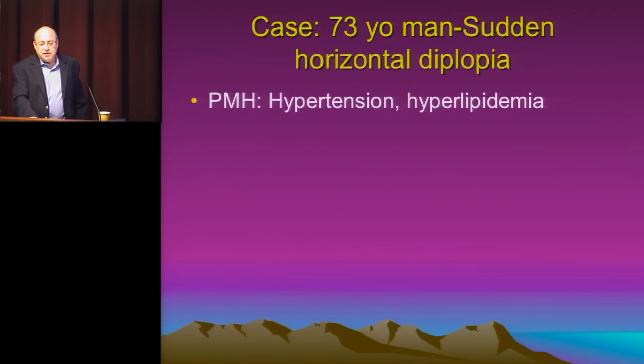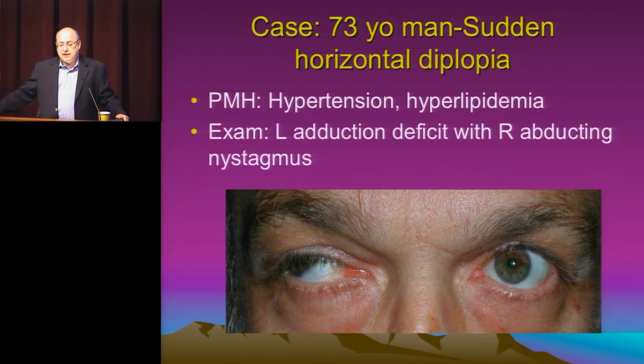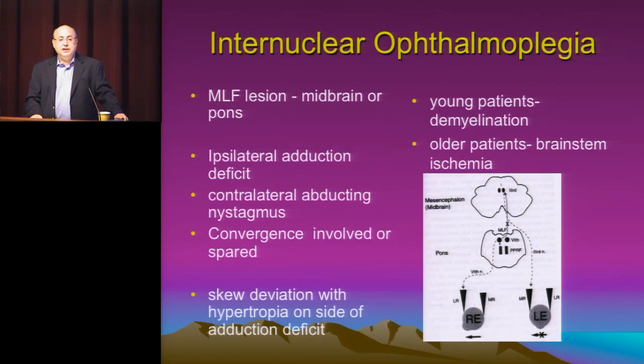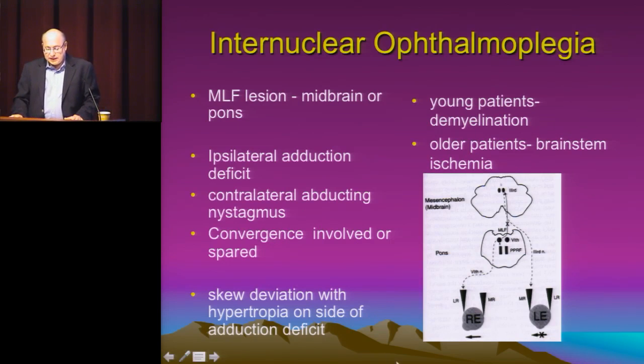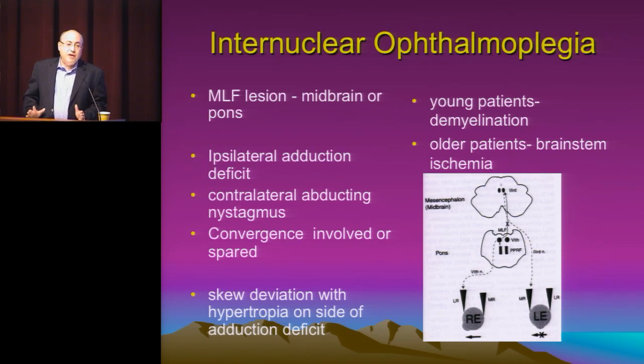So here's a 73-year-old man, sudden onset horizontal diplopia, hypertension, hyperlipidemia is the history, and on exam has an isolated left adduction deficit with right abducting nystagmus. Diagnosis? INO, of course. So an INO is a lesion in the MLF, which connects the sixth nerve nucleus on one side with the medial rectus subnucleus of the third nerve on the other side. It gives you an ipsilateral adduction deficit because it crosses right away in the pons, so all the lesions are ipsilateral. It gives you contralateral abducting nystagmus, and convergence can be involved or spared.